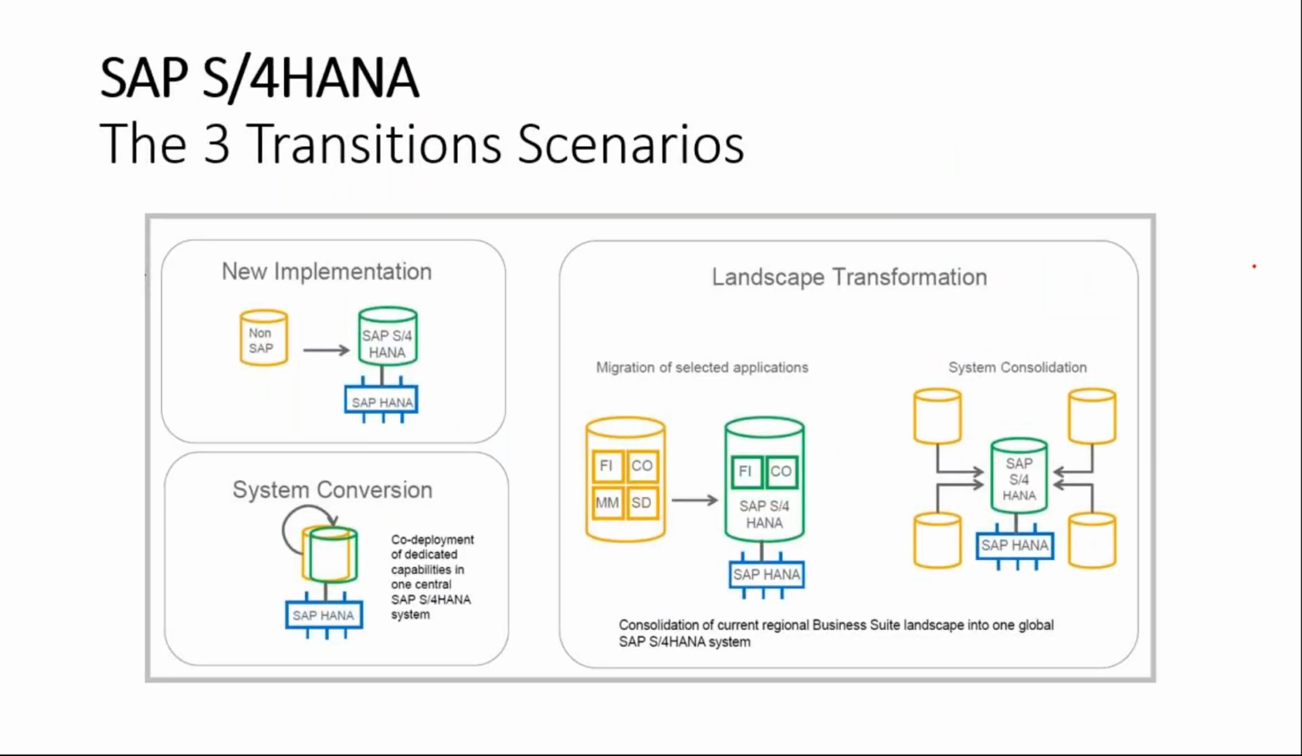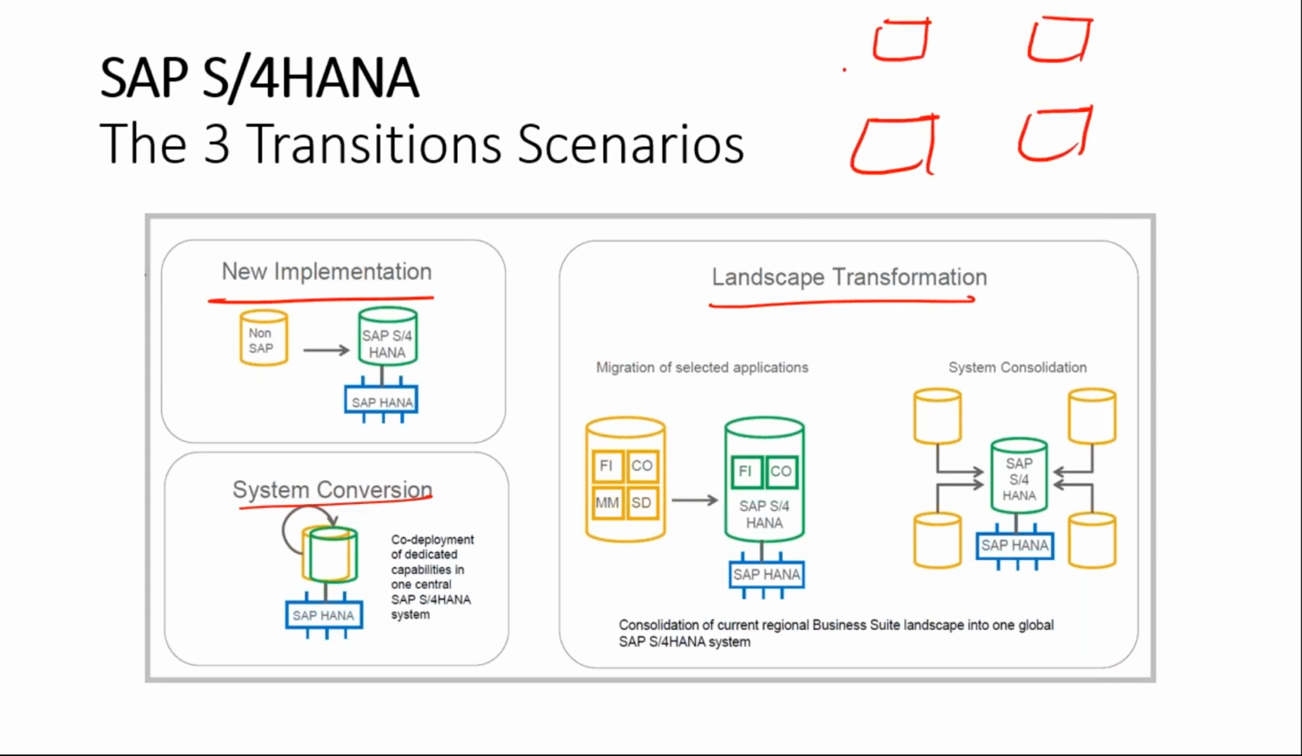Okay. As I told you, there are three transition scenarios. One is basically, as I told you, new implementation. Then is your system conversion. The last one is my landscape transformation. What is my landscape transformation? Suppose I have ECC systems from various landscapes. So one is my North American region, one is my APAC region, then one is my Australian region, one is my Middle East region. So I will have multiple ECC systems.